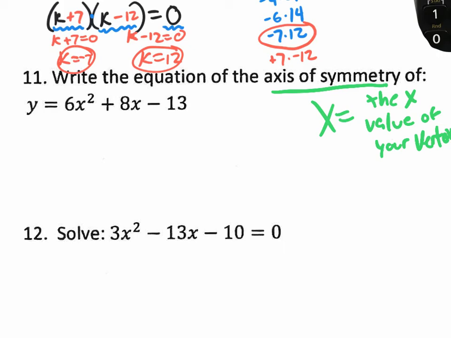X equals the x value of your vertex. We don't know the vertex yet. Let's find our vertex. How do we do that? X equals negative b over 2 times a.